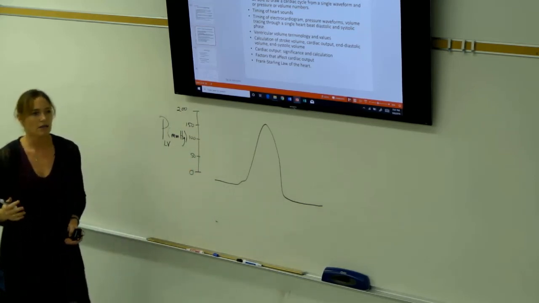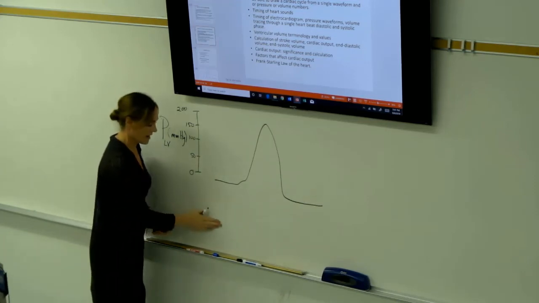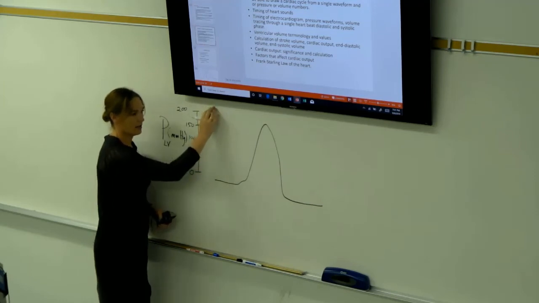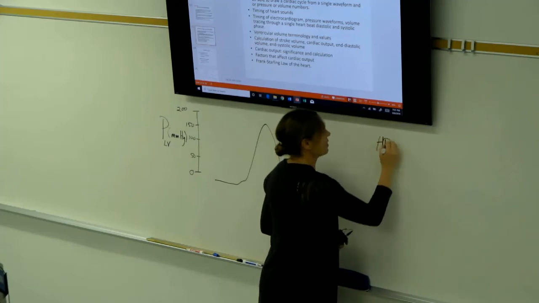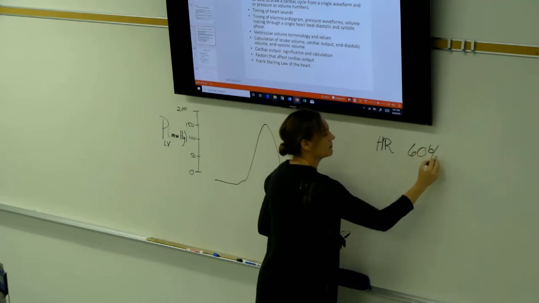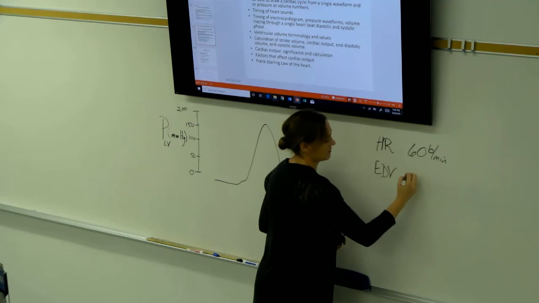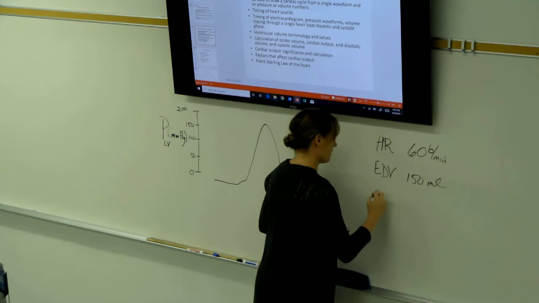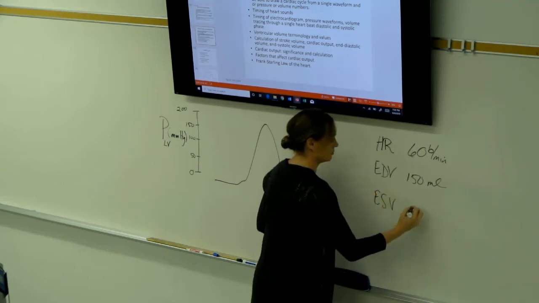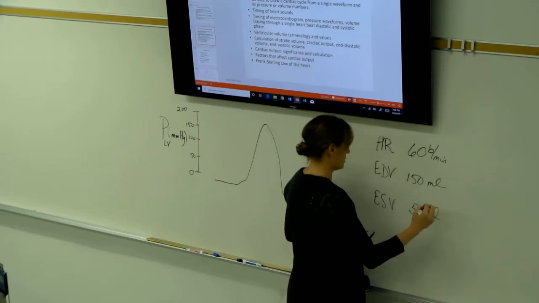The easiest way to get through this drawing and to be able to draw other drawings, I'm going to ask you to draw the volume. I'm going to ask you to draw the electrocardiogram. I'm also going to ask you to do some calculations. So I'm going to give you a heart rate. Let's say the heart rate is 60 beats a minute. I'll give you an end diastolic volume of, say, 150 milliliters. We'll have an end systolic volume, put that at 50 milliliters.